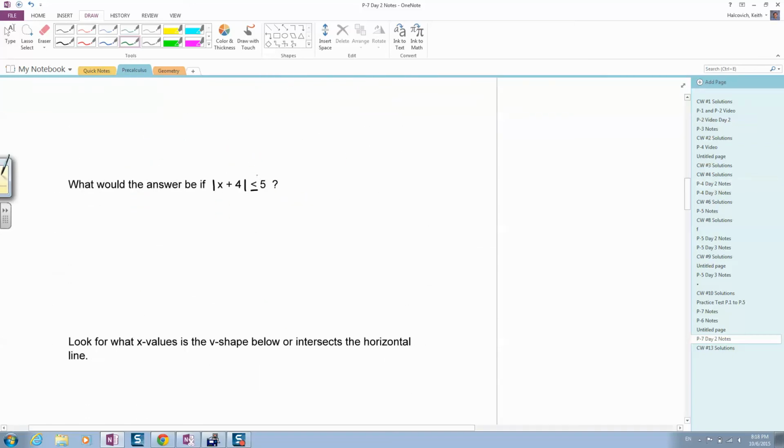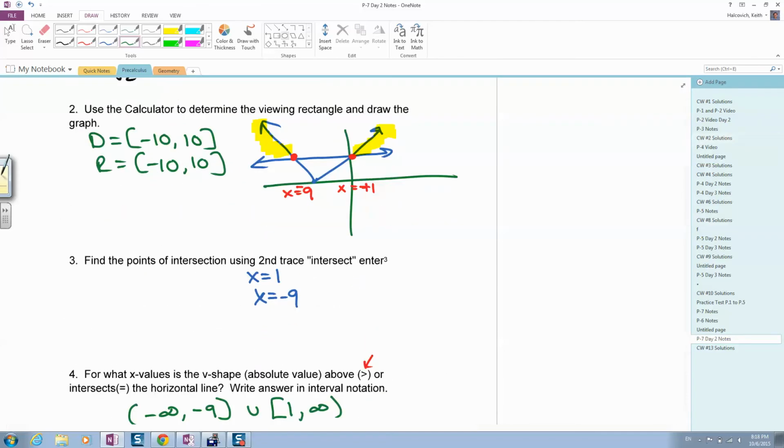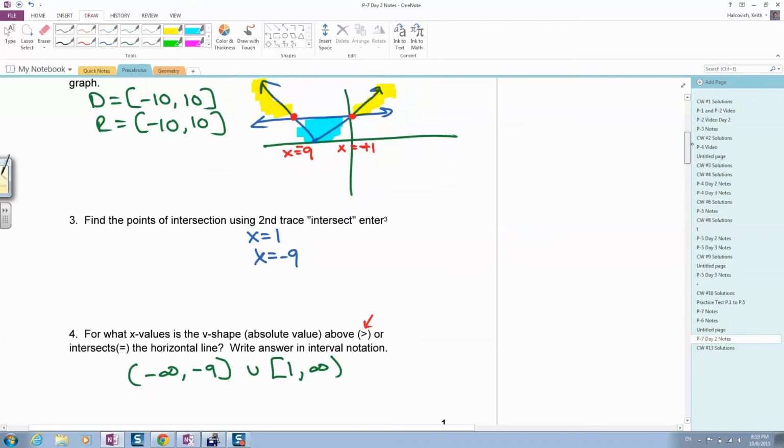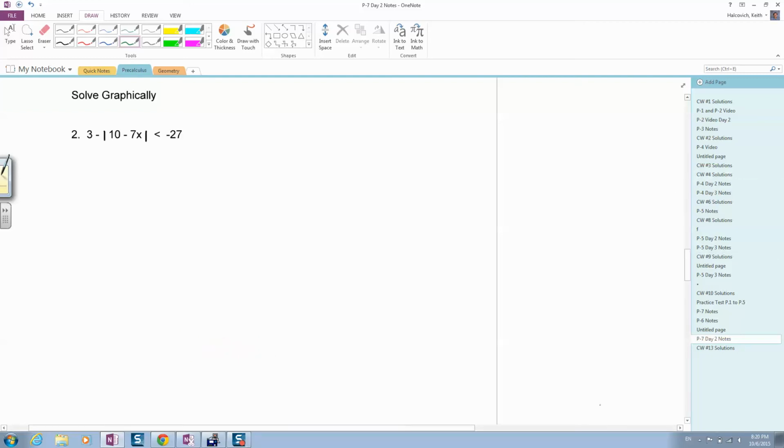If I said it was less than or equal to, then you would look for where it's below the line. And it's below the line right here between negative 9 and 1. So you would say your answer would be between negative 9 and positive 1. That's if it was less than or equal to. So next one.